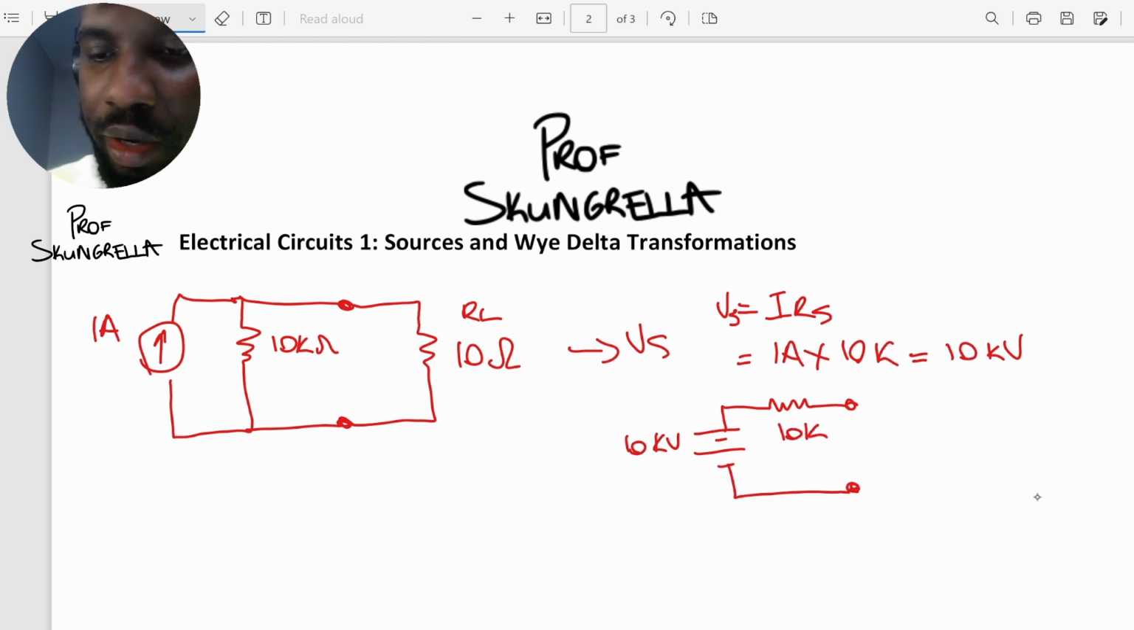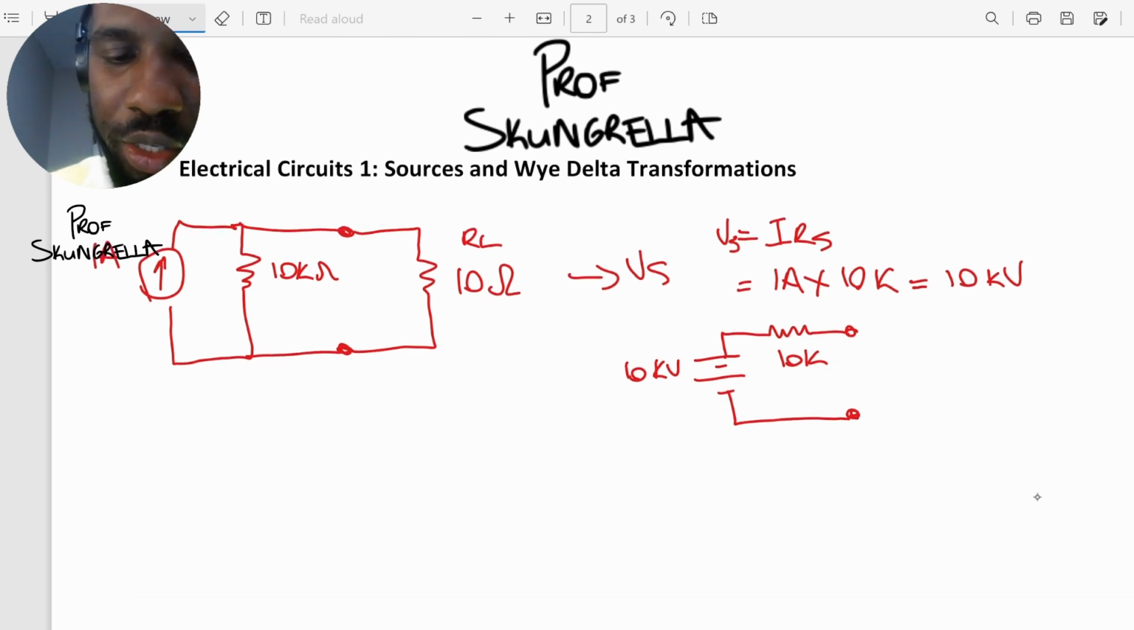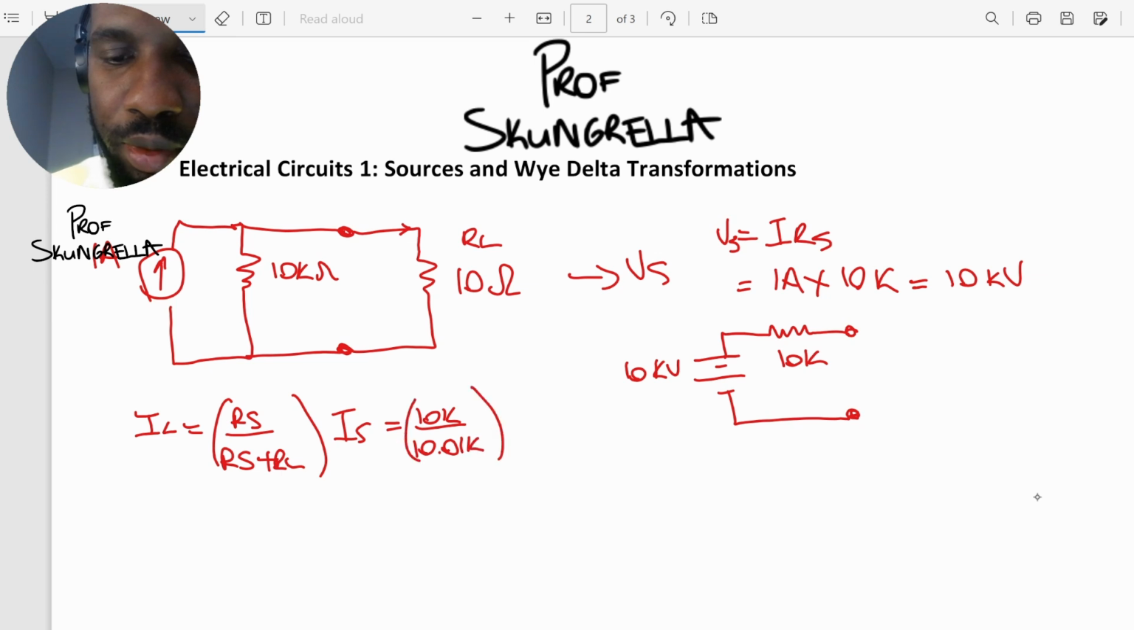All right. Now, if we're to connect the load across this, we want to verify that this is going to work, that we're going to have the same voltage across our load. We can find that voltage here. First, let's find the current, and then we multiply the current by the resistance. So IL is going to be equal to RS over RS plus RL times IS. And this gives us here 10K over 10.01K times 1 ampere, which is very close to 1 ampere.